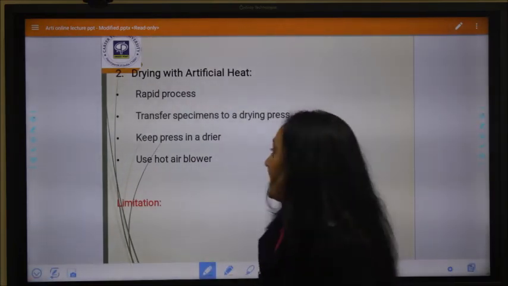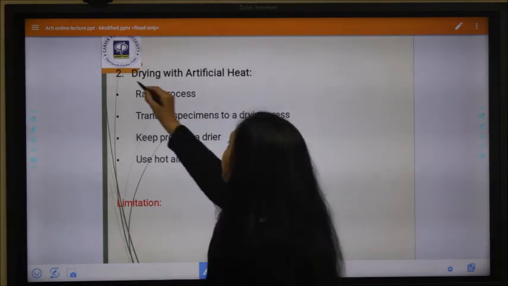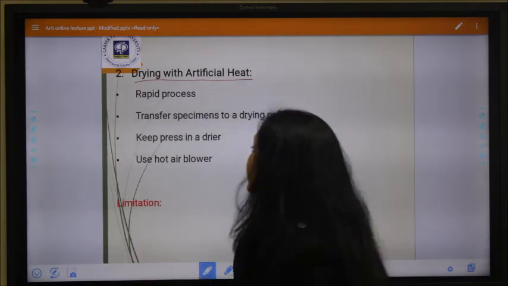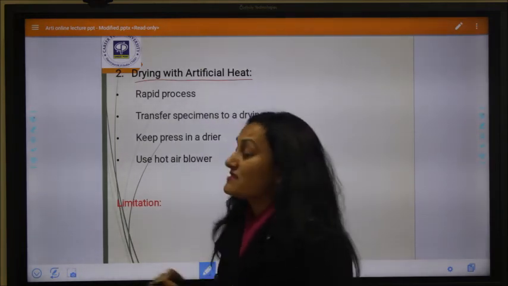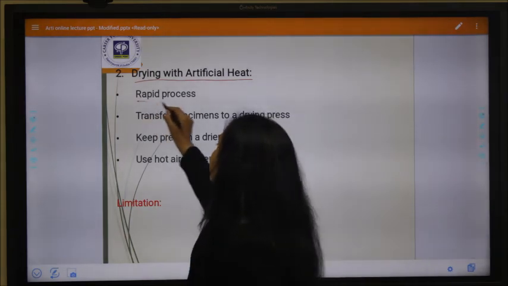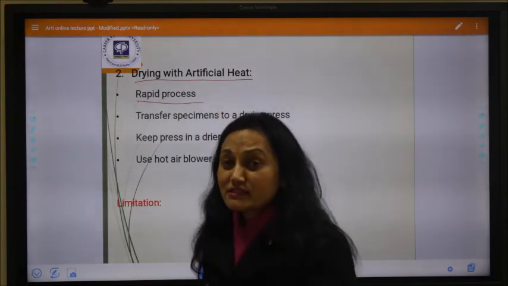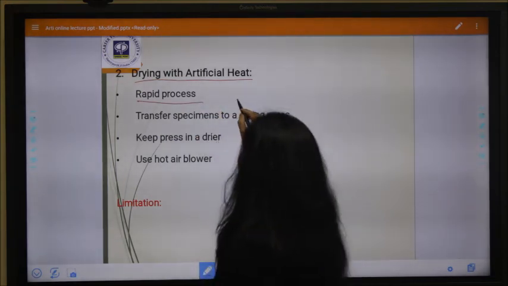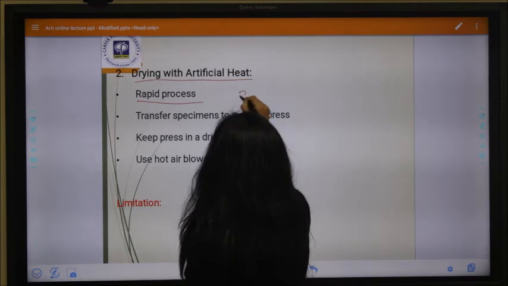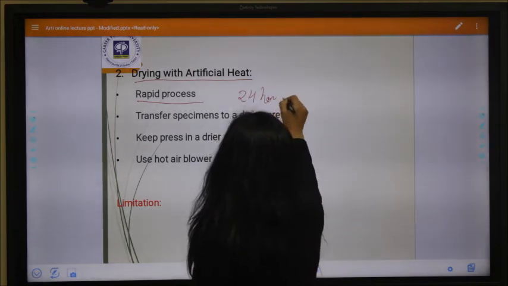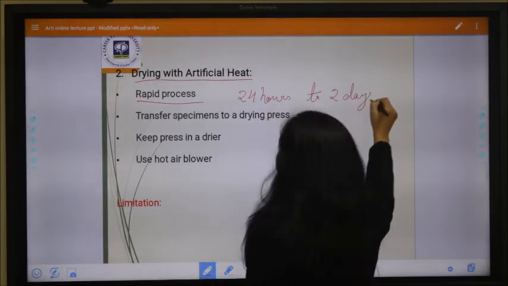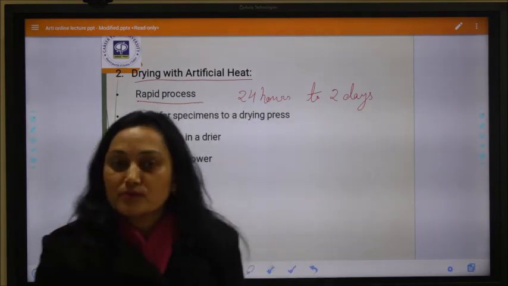And the second type of drying is drying with artificial heat. Dear students, this second type is a very rapid process of drying in comparison to natural drying. It takes only 24 hours to 2 days for drying. Only 24 hours to 2 days.